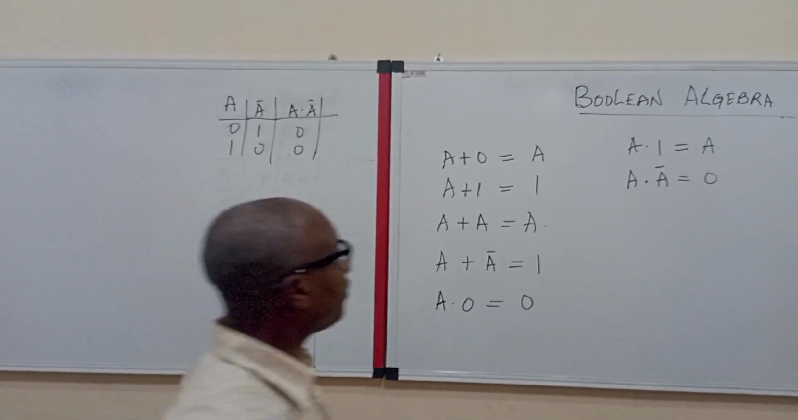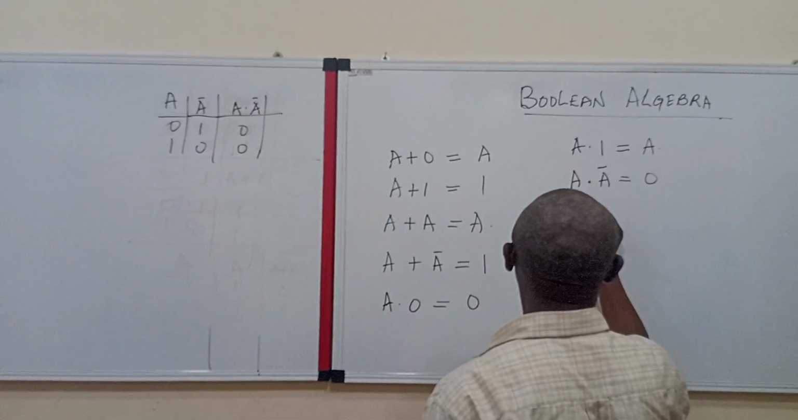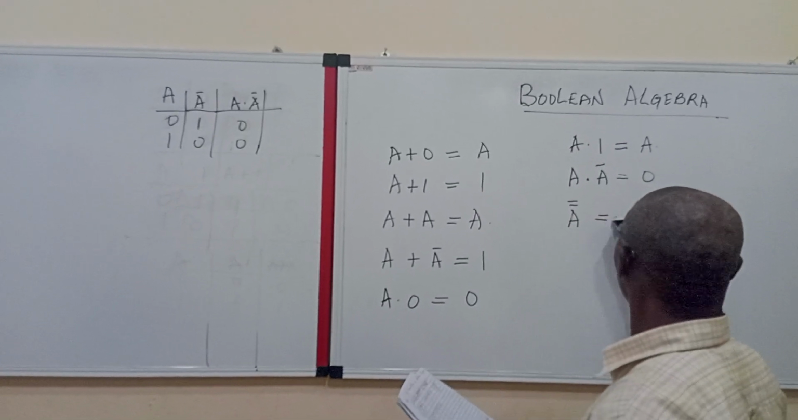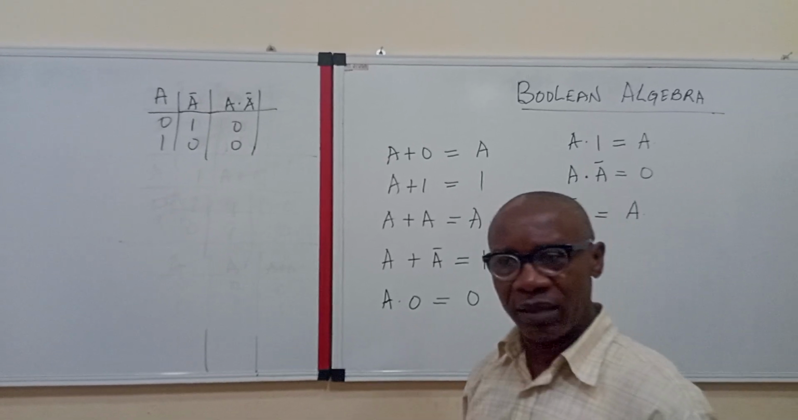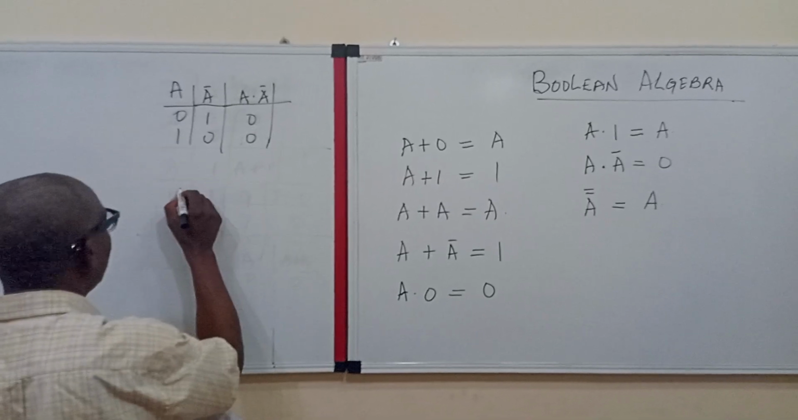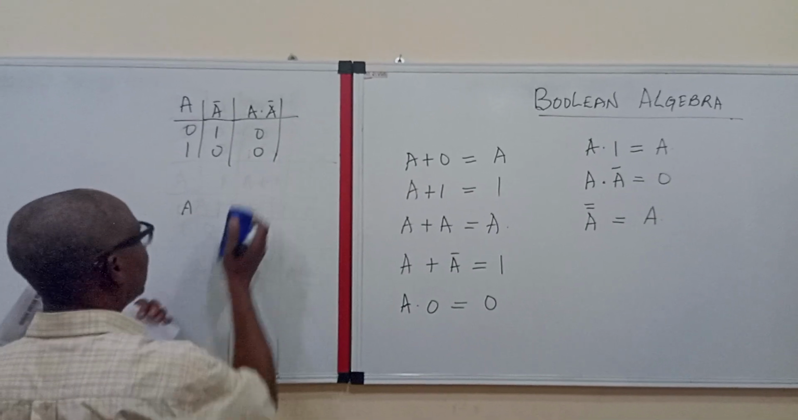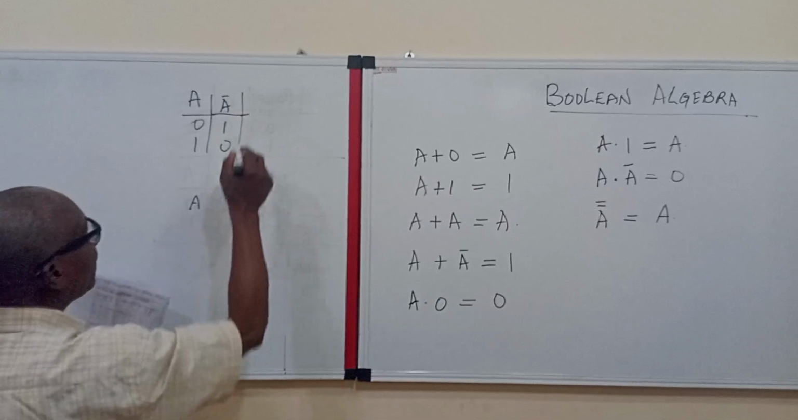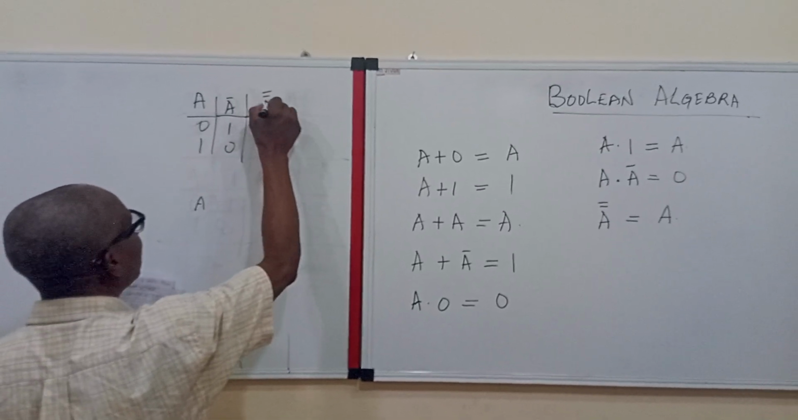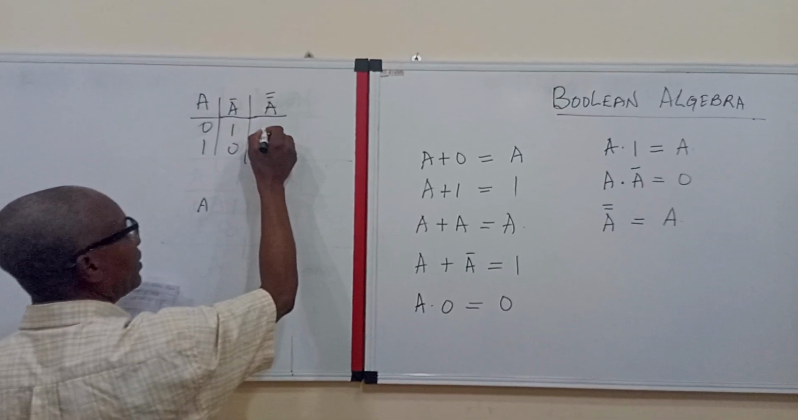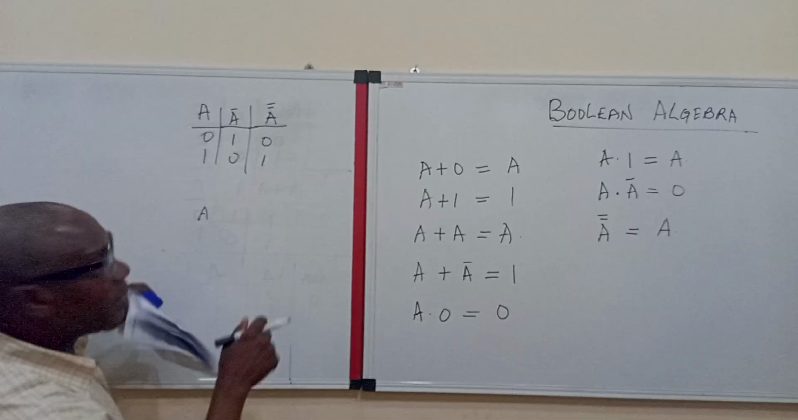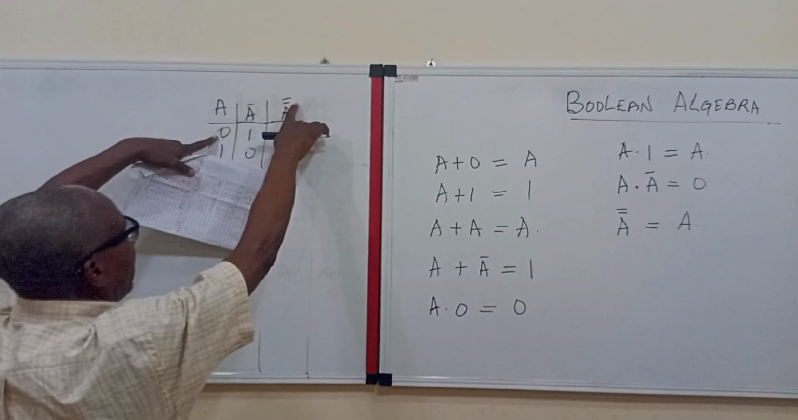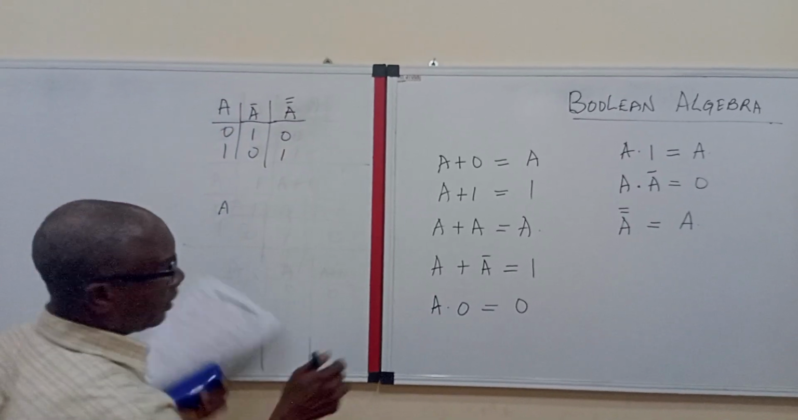Another one we have is A double bar, which is the negation of the negation, equal to A. We could still use a truth table to demonstrate that. We have A, this is A, this is the negation of A, and so the negation of the negation will give you the negation of this 0, and the negation of this will give you 1. So we discover that A double bar will give you the same thing as A.